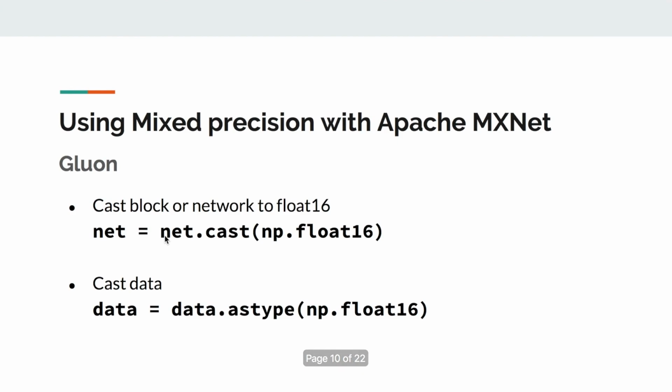With the Gluon API, it's even simpler. We need to cast the block representing the network to float 16, and then again cast the data with another cast. Since softmax is not part of the network, we don't have to worry about casting that here. We would not want to cast softmax to float 16 anyway.